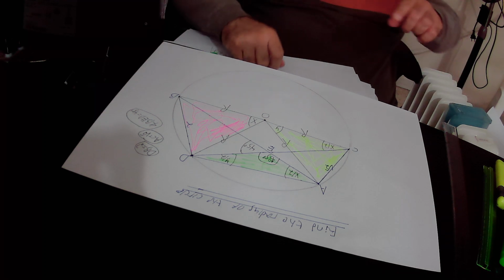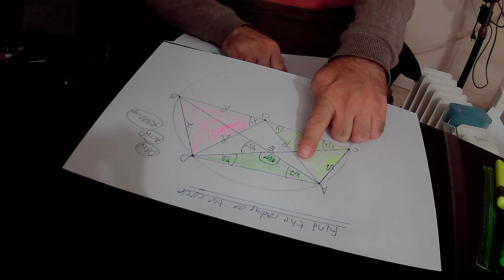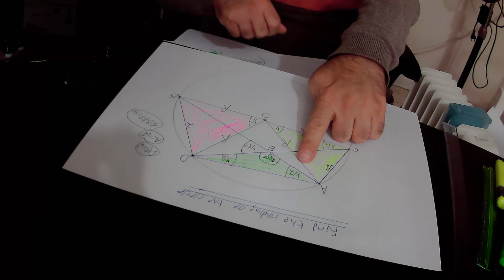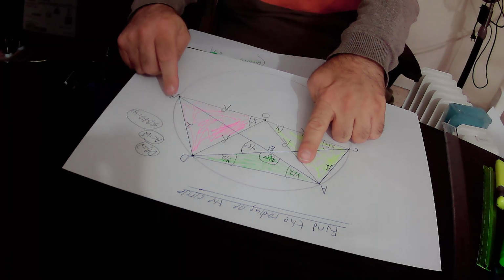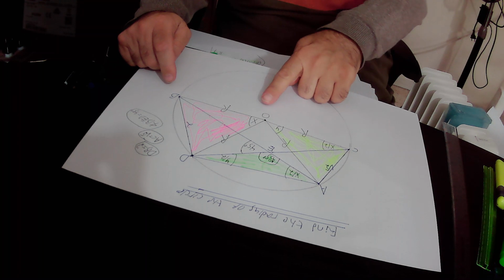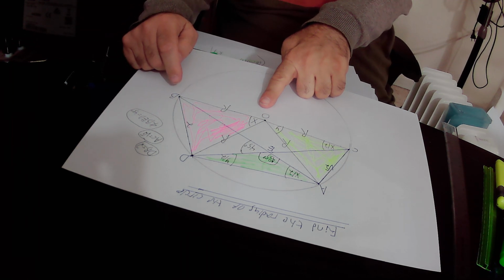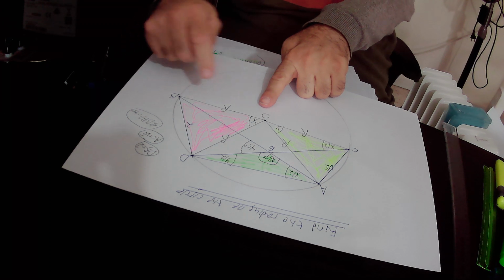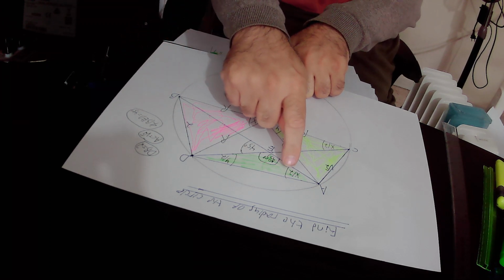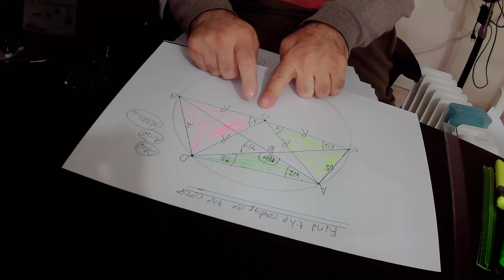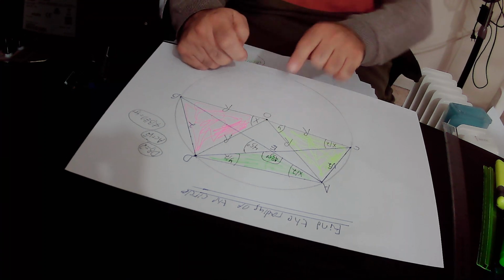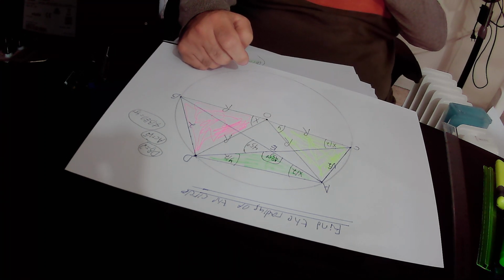Then we define the peripheral angle DAB that rests on chord DB as x over 2. Therefore the central angle DOB that rests on the same chord, chord DB, must be twice as big as this peripheral angle. So this peripheral angle is x over 2, therefore the central angle must be equal to x. Okay?